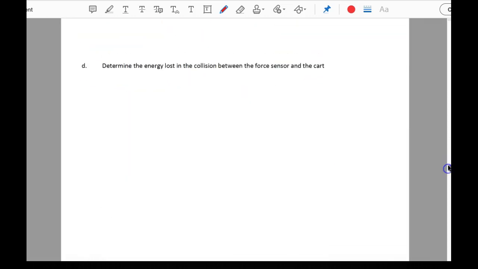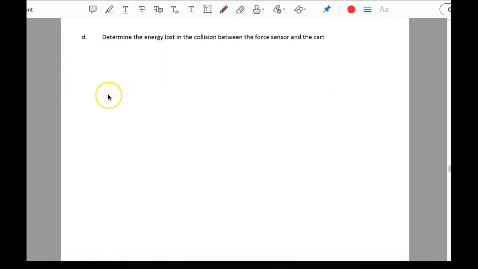So far pretty easy. Next thing that they want us to do is find the energy lost between the sensor and the cart. So to do that is really not too bad. For this one, probably the easiest thing to do, and by the way, there's a million ways to do C. That's just one of them. That's probably one of the easier ways to do it. But let's go ahead and do D.